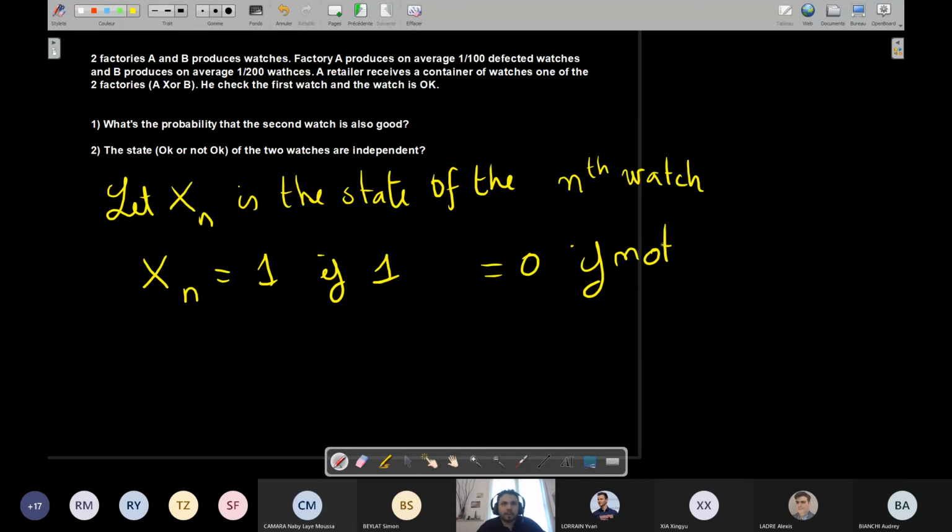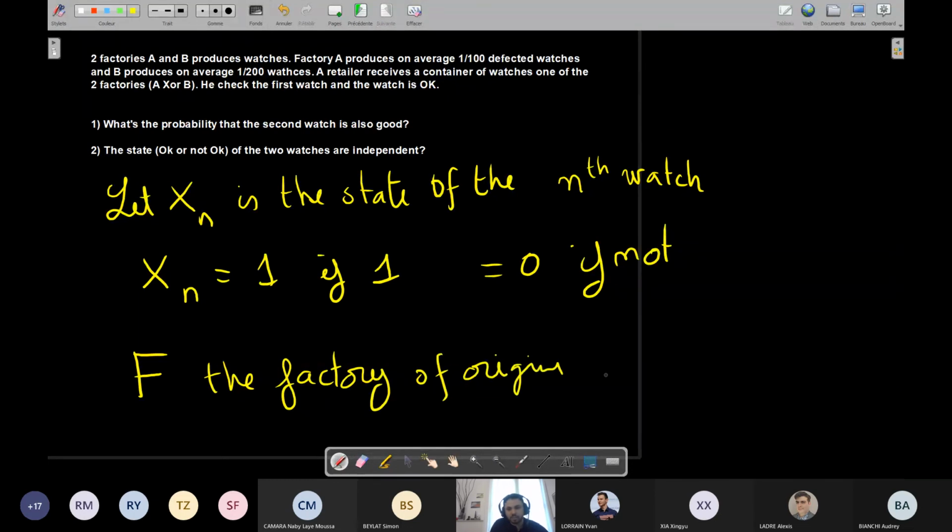Now I have another piece of information that I have to encode into a letter, which is the origin, the factory that my watch comes from. So I will denote F the factory of origin. It can be, of course, A or B. I don't know, maybe it's A or maybe it's B.